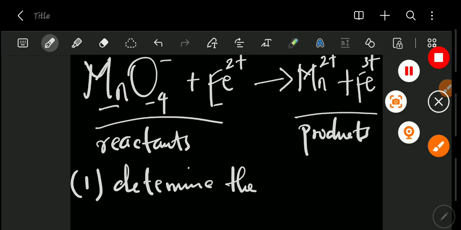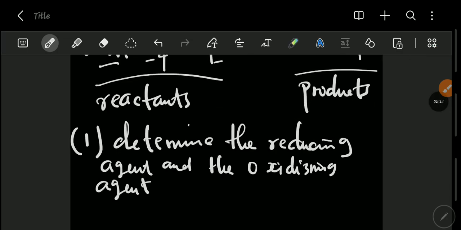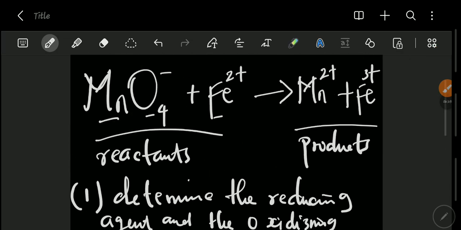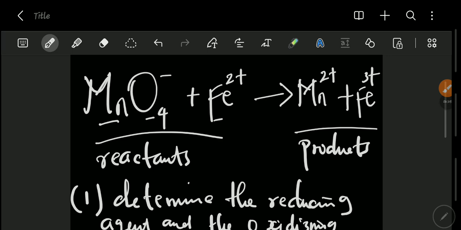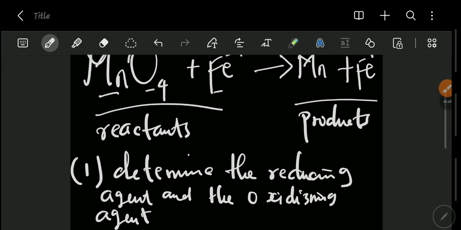Determine the reducing agent and the oxidizing agent. So I will first start with Mn. Remember I said ignore the O because we don't have any O on the right? So I will start with Mn on the left and Mn on the right. So I will look for what is the oxidation number of Mn on the left and what is the oxidation number of Mn on the right. So let's see that.